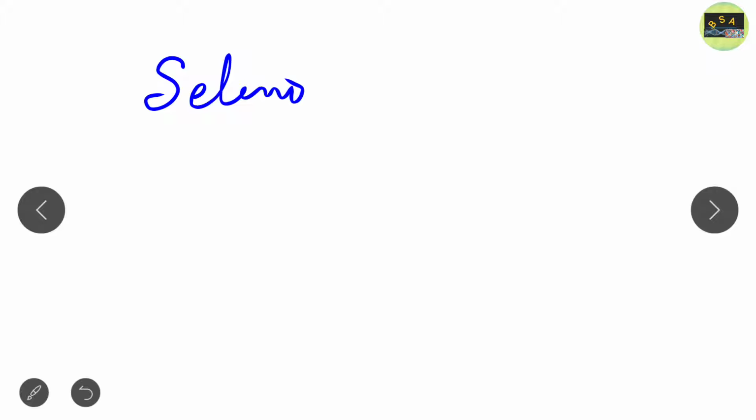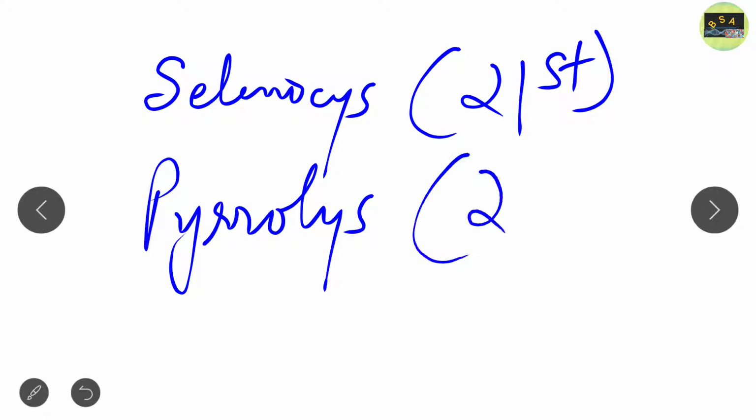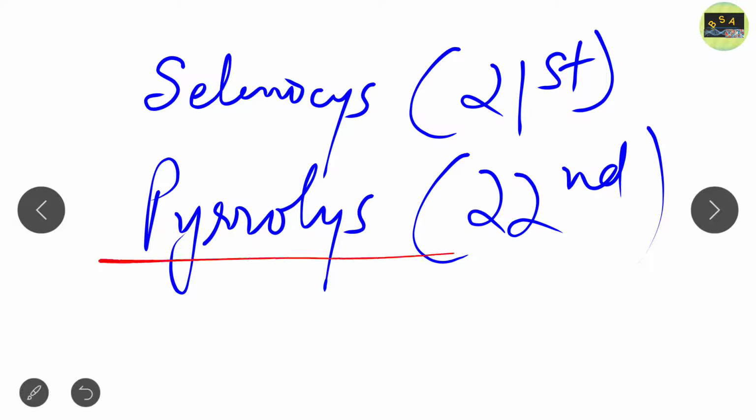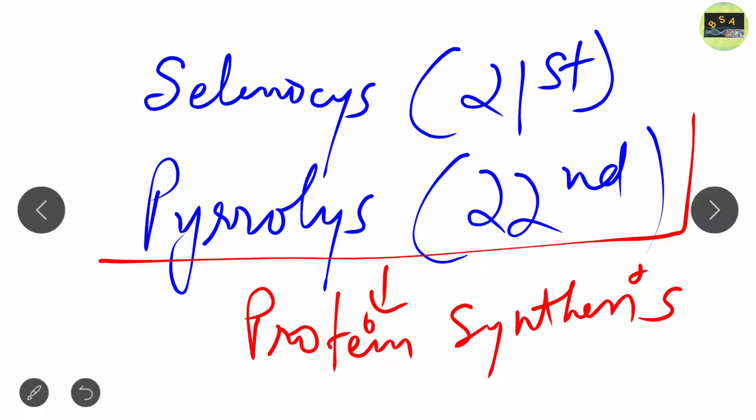Selenocysteine is considered to be the 21st amino acid, and pyrrolysine is considered to be the 22nd amino acid. Remember one point, these two amino acids both take part in protein synthesis, but they are found in very few proteins. Clear now?